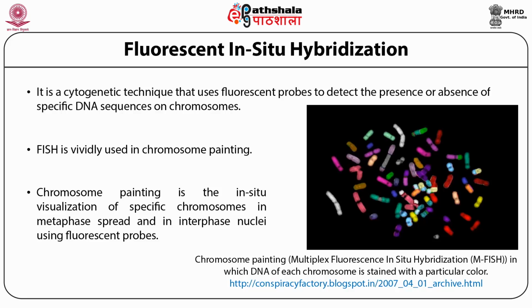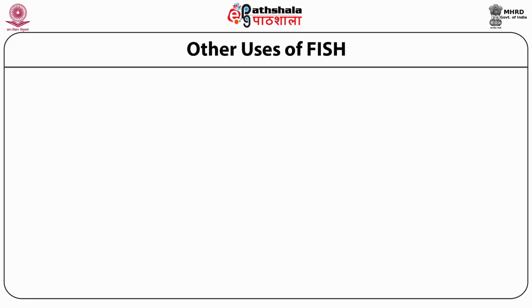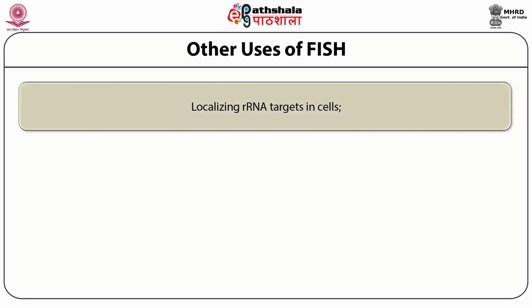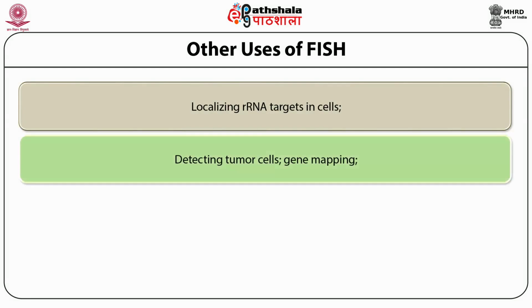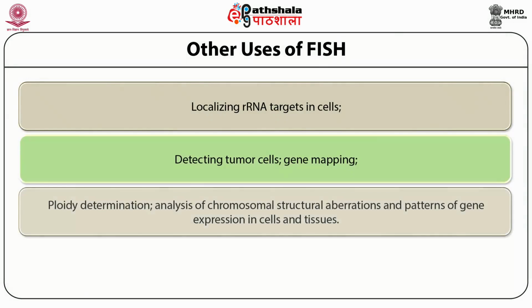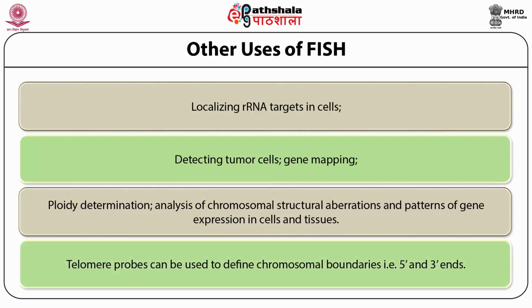This can be used to identify cross-species homology by labeling probes from one species for hybridization with chromosomes of another species. Other uses of FISH include localizing rRNA targets in cells, detecting tumor cells, gene mapping, ploidy determination, analysis of chromosomal structural aberrations, and patterns of gene expression in cells and tissues. Telomere probes can also be used to define chromosomal boundaries, that is, 5' or 3' ends.